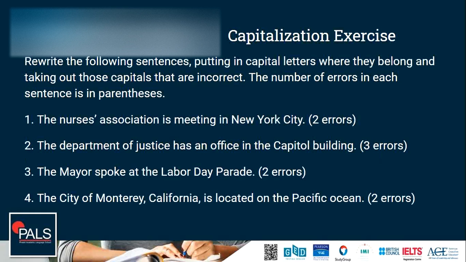Let's take a look at some examples here. Of course, this is wrong. We should capitalize Nurses Association. Department of Justice: we don't capitalize "of", but we capitalize Justice, so Department of Justice, and Capitol Building should be capitalized. Here we don't capitalize mayor and we don't capitalize parade, but we do capitalize Labor Day because it's a special day. It's a holiday. We usually capitalize that, like Christmas and other holidays.